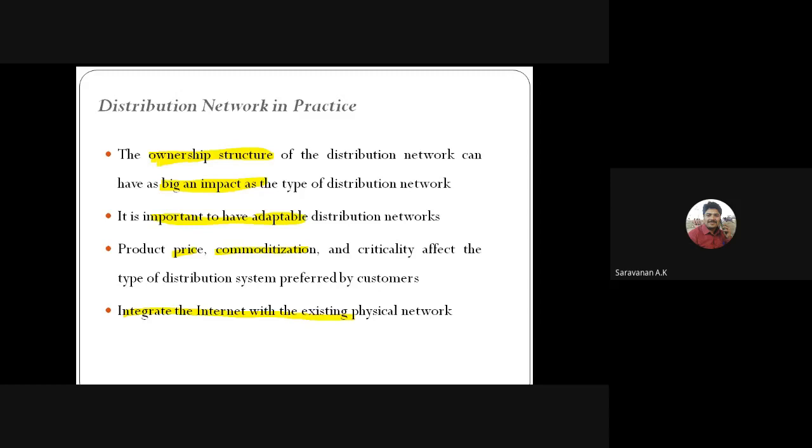It is also referred to as click and mortar, right? You may remember it as the integration of the internet, that is the online sale, with the existing physical products in the normal distribution network. It is referred to as clicks and mortar, right? So while designing the distribution network, we have to see these four in practice, right?